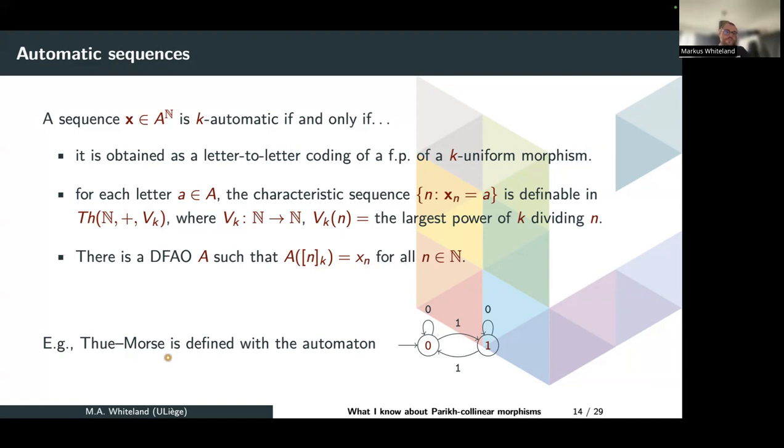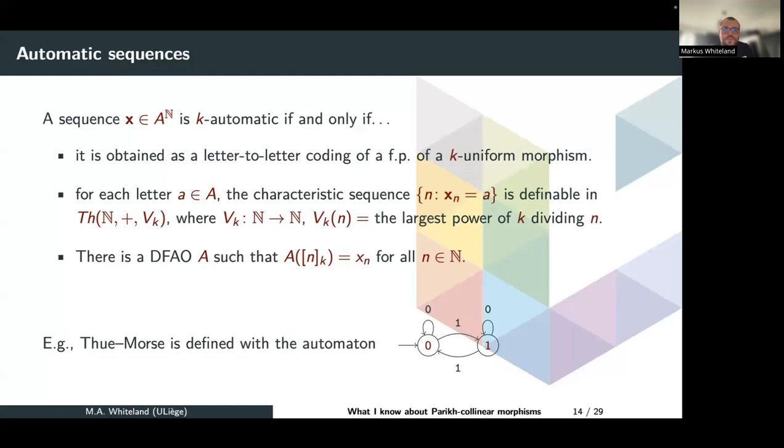And well, as an example, the Thue-Morse word is going to be defined with this automaton. So here you have your usual automaton, it behaves like an automaton. You have labels on the states, and when you put an input, say, for example, the base 2 representation of 3, you'll just follow the 1, 1. You get back to this state, and you're just going to spit out a 0. So this is what we mean by this last definition.